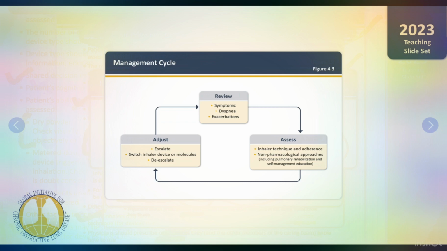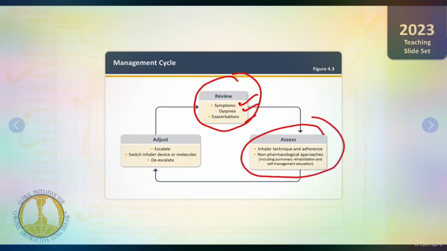After that, they are talking about the management cycle, a cycle that we have to review. In review, we check symptoms, dyspnea and exacerbations. After that, we assess whether inhaler technique is correct or not, then adherence. Then we should check non-pharmacological approaches like pulmonary rehabilitation and self-management education. After that, if there is a problem in these things, then we should adjust. So either we should escalate or de-escalate the therapies and switch inhaler device or molecules.